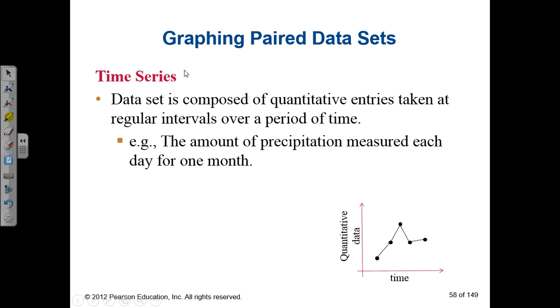A time series graph is another way to graph paired data, but now we're pairing a time with a quantity. So, for example, the amount of precipitation measured every day for 1 month. So this would be day 1, day 2, day 3, day 4, and the amount of rain on those days. We can use a time series chart to graph this.